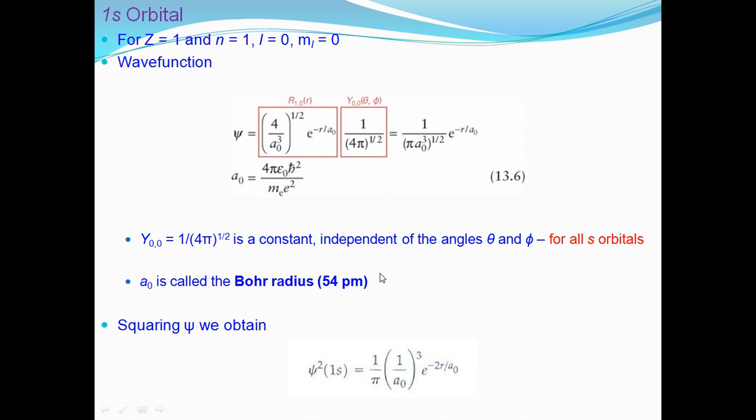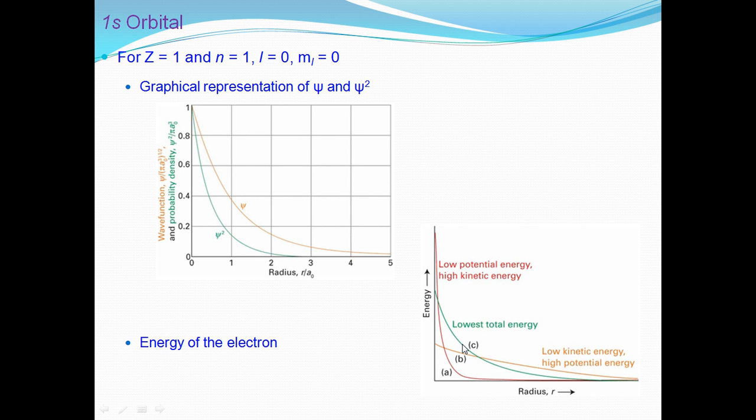Now, the wave function allows us to define the region of space within which we are likely to find the electron, but the square of the wave function allows us to get a probability of finding where the electron is. So when we square this wave function here, we get this new term. If we plot psi squared versus r, we get a plot that looks like this. If we also plot psi versus r, we get more or less a similar change.